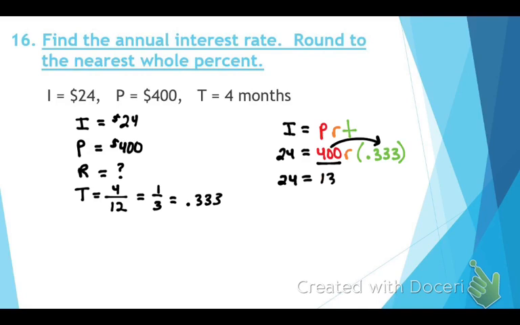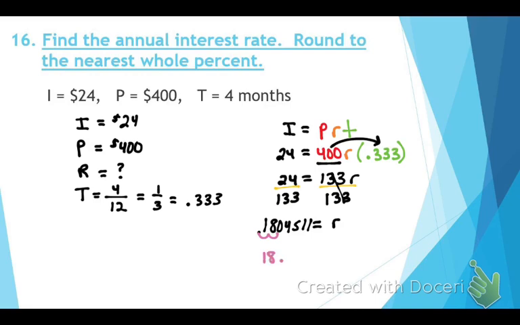So let's just round it to the nearest whole. We'll say 133 times R. How do I get that R by itself? Divide by 133 on both sides. Brayden, what do you get? Okay, 0.1804511. It's kind of a funny number, right? So let's move that decimal over for it to be a percent.